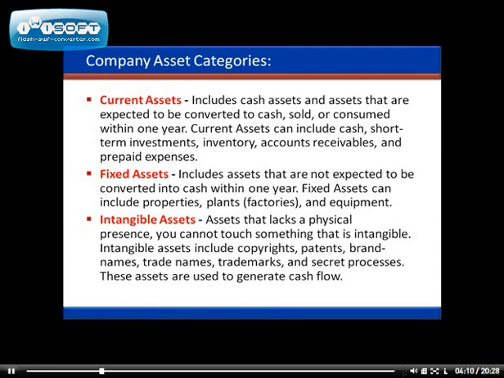The other asset category is intangible assets, and what sets intangible assets apart from current and fixed assets is because these are something that is intangible. You can't touch it. It's not physical. And intangible assets include copyrights, patents, brand names, trade names, trademarks, and secret processes. And these assets are used to generate cash flow.